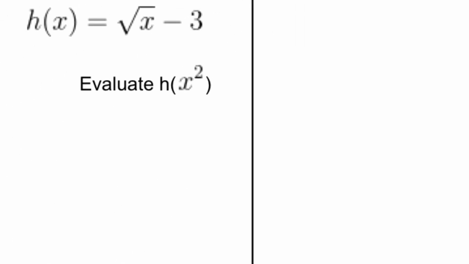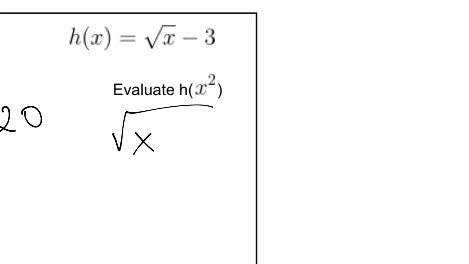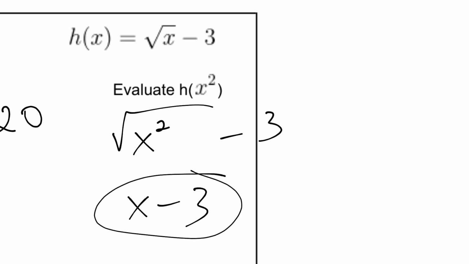This last one has me plug in an x squared, so the square root of x squared minus 3. Well, this is just x minus 3. The square root of x squared means the radical and the square cancel out.